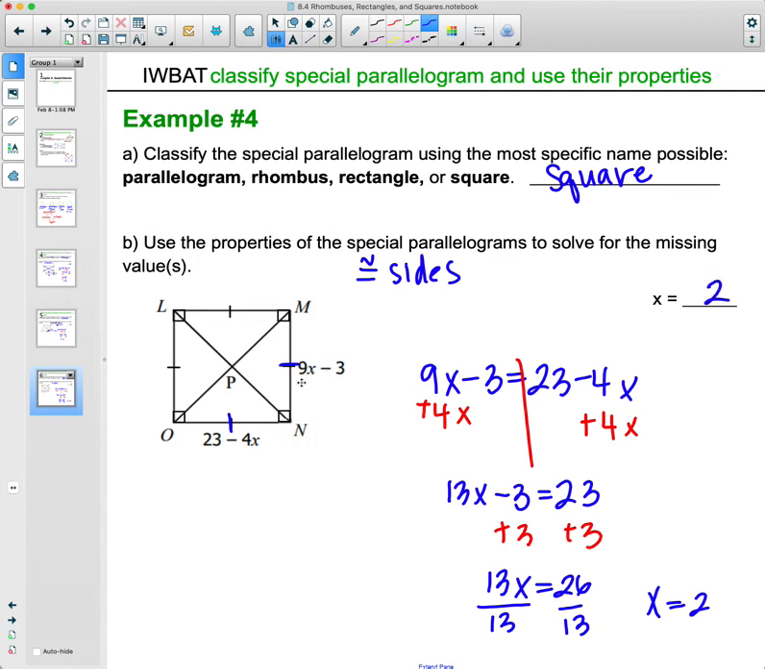And then again, plug it in. So 9 times 2 is 18. 18 minus 3 is 15. And then we have 23 minus 4 times 2. So 4 times 2 is 8. 23 minus 8 is 15. So we get them the same, which is good.